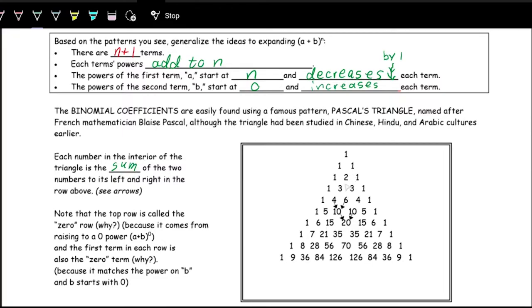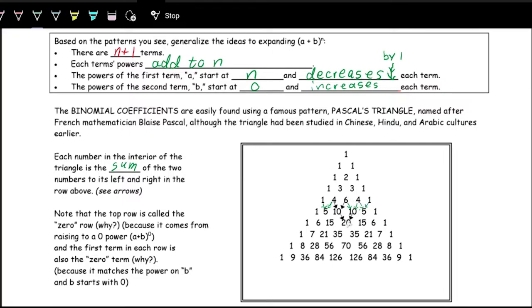So for example, looking at the arrows here, if you look at this row 1, 4, 6, 4, 1, to get the next row, you take the 1 and the 4 and you add them together to get 5. You take the next one, it's 4 and the 6, add them together to get 10. And then again, 6 and the 4, add that together to get 10. 4 and the 1, add that together to get 5.